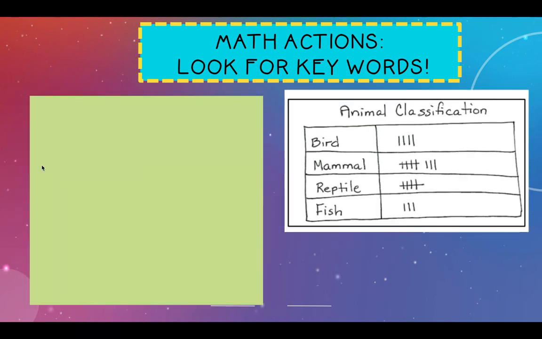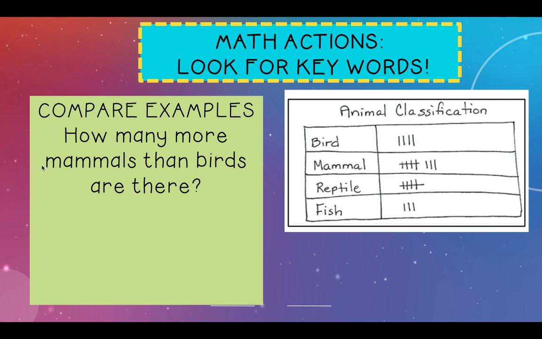So here are some examples. How many more mammals than birds are there? And the equation would be 8 minus 4. Remember, you always have to use subtraction when you're comparing, not addition. So there are 8 mammals and 4 birds. You want to know how many more there are, okay?